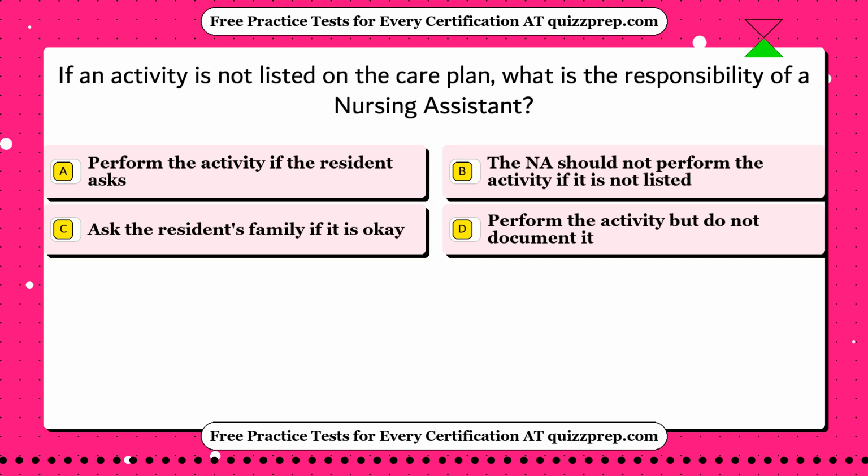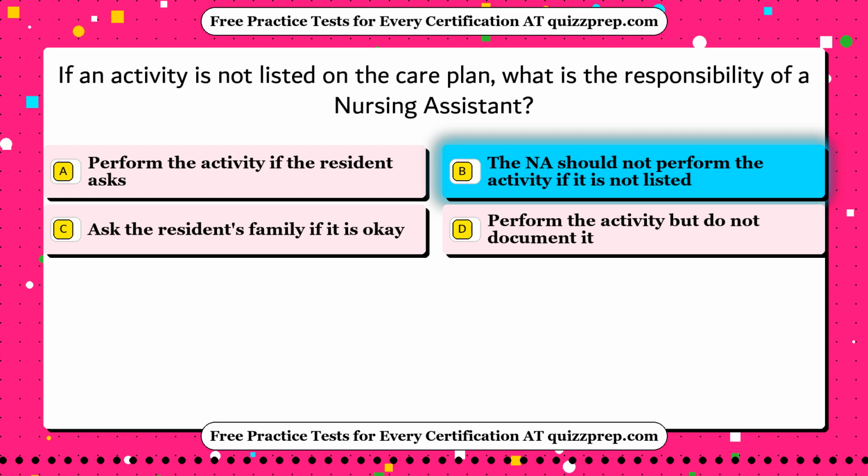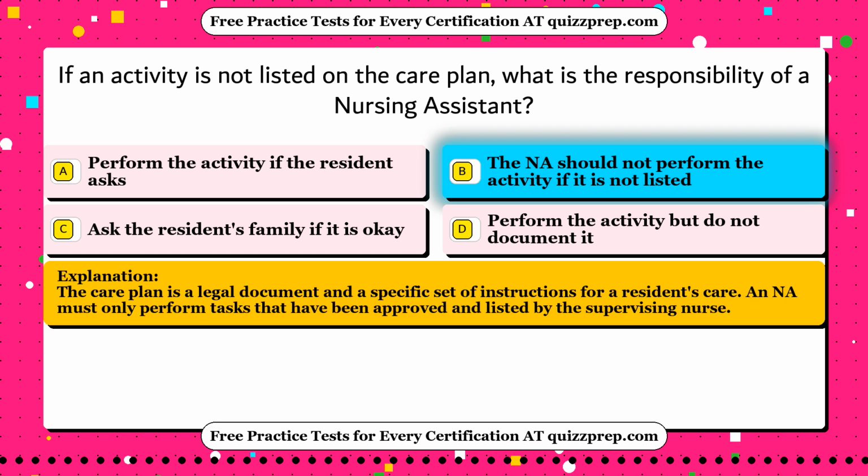Question 38. If an activity is not listed on the care plan, what is the responsibility of a nursing assistant? Option A, perform the activity if the resident asks. Option B, the NNAAP should not perform the activity if it is not listed. Option C, ask the resident's family if it is okay. Option D, perform the activity but do not document it. The correct answer is option B. The NNAAP should not perform the activity if it is not listed. The care plan is a legal document and a specific set of instructions for a resident's care, and NNAAP must only perform tasks that have been approved and listed by the supervising nurse.